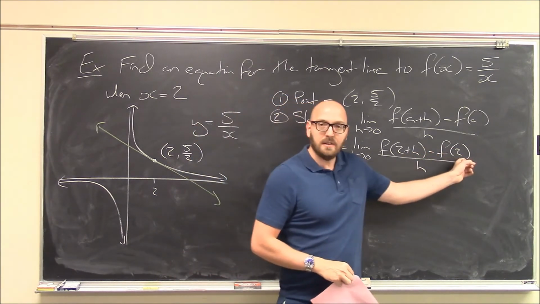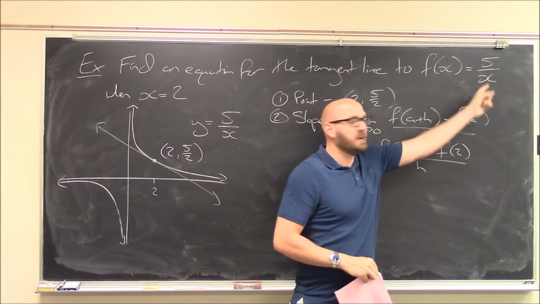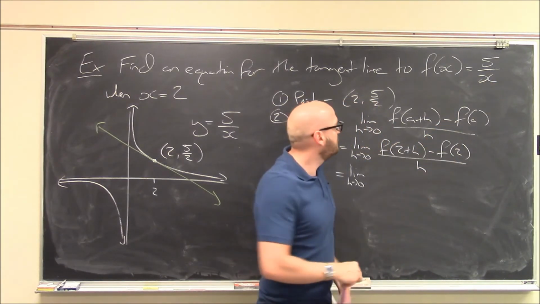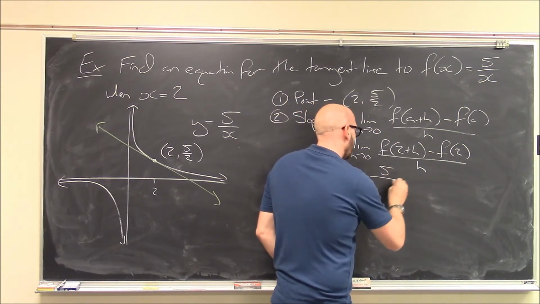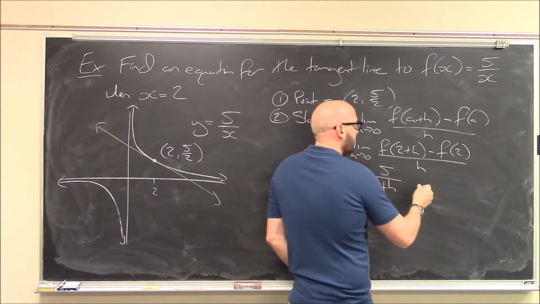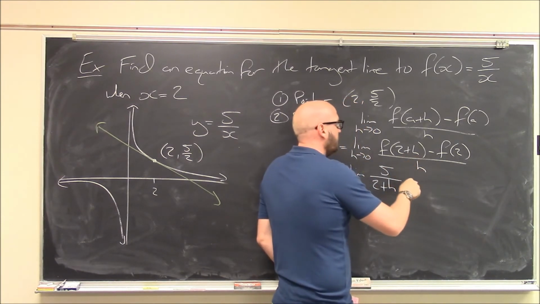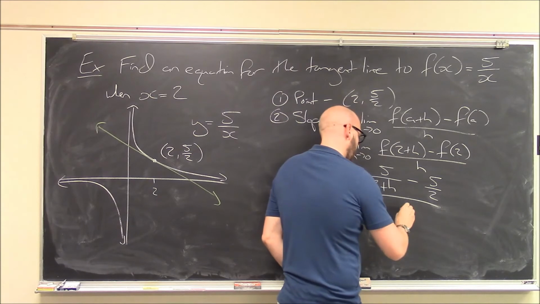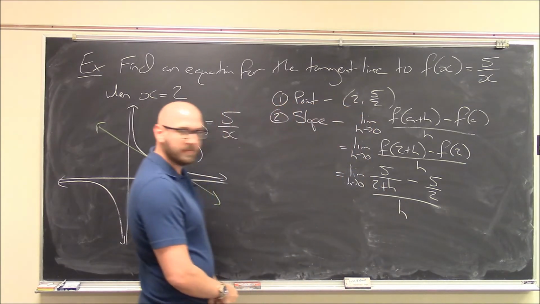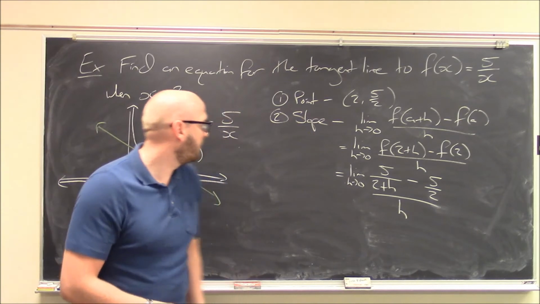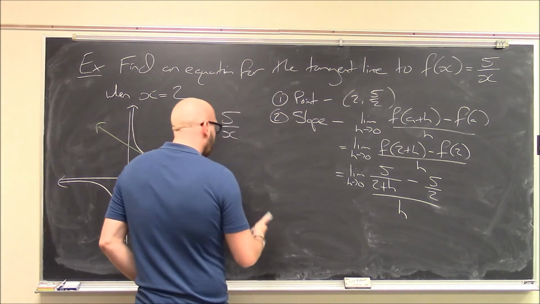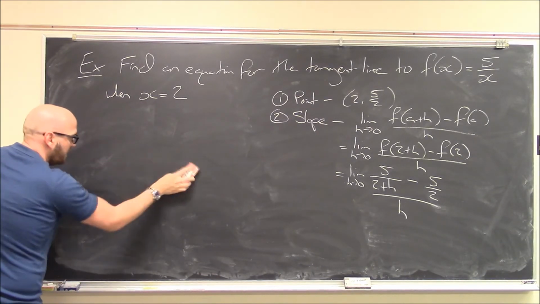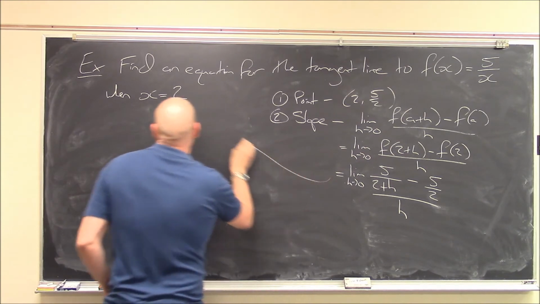All right. Again, what does f of 2 mean? f of 2 means everywhere I see x, I plug in 2 for x. What does f of 2 plus h mean? That means everywhere I see x, I plug in 2 plus h. So this will be 5 over 2 plus h minus, right, that's f of 2 plus h, minus f of 2, minus 5 halves, over h. Now what am I going to do? Well, for starters, I'm going to make myself some space. And we're just going to bring this over here.